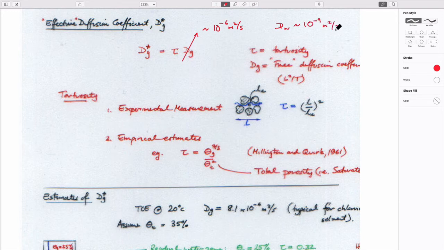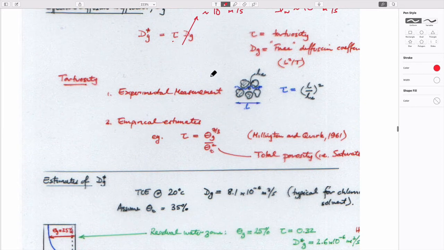So TCE in water might move 3 orders of magnitude lower diffusion rate than in gas, as it turns out. But also pre-multiplied by a factor which represents the tortuosity. It represents the fact that the flow in going from upstream to downstream doesn't go in a straight line, but has to go on a tortuous pathway that takes account of the kind of architecture of the aquifer. And so you can define tortuosity or that effect in a couple of ways.